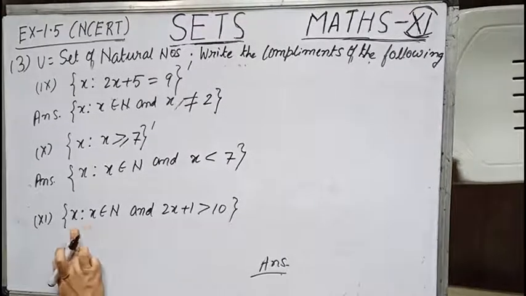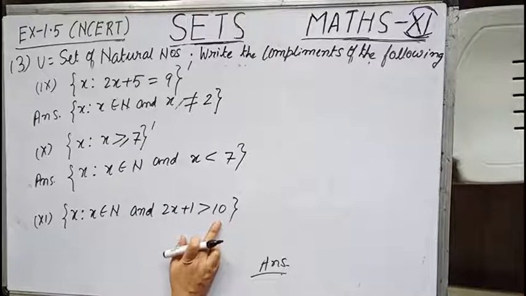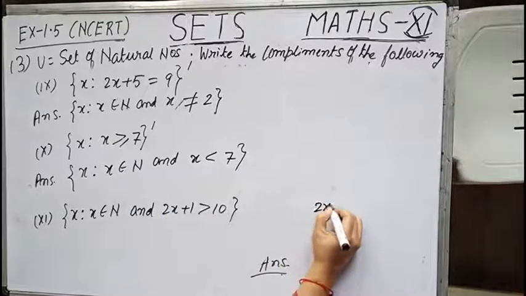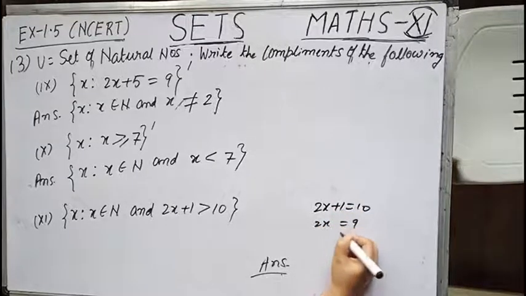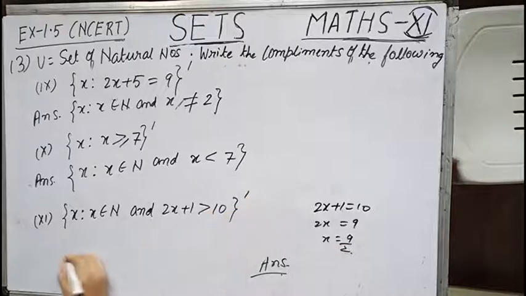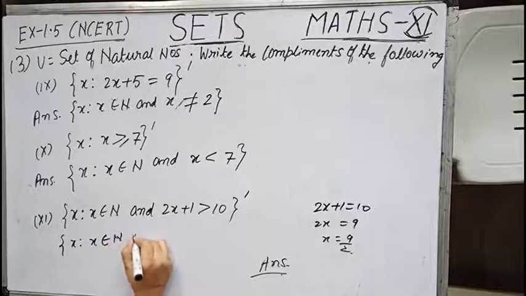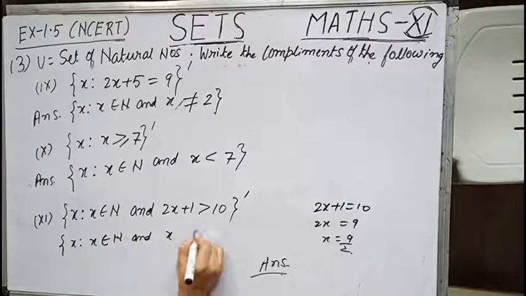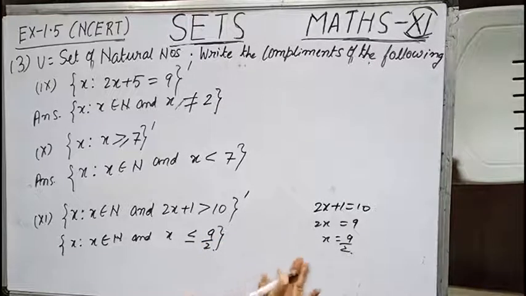Number 11 is x such that x belongs to capital N and 2x plus 1 is greater than 10. So when we solve it, 2x plus 1 equals 10, we get 2x equals 9, that is x equals 9 by 2. So its complement will be x such that x belongs to capital N and x is less than or equal to 9 by 2. So these all are the answers.